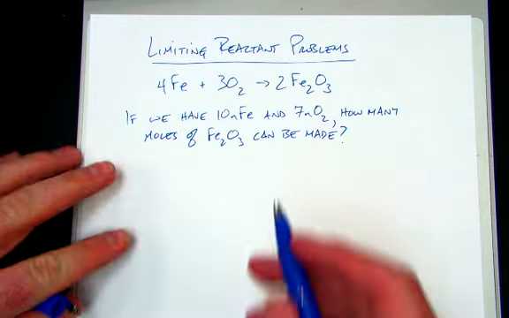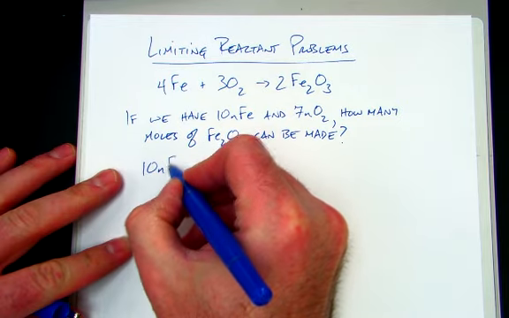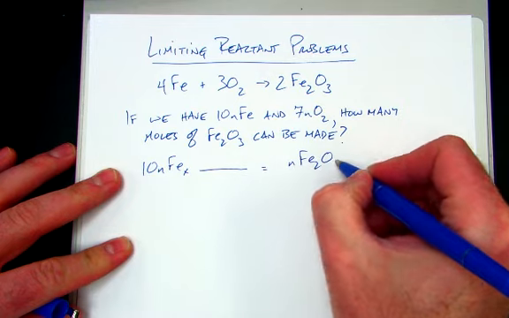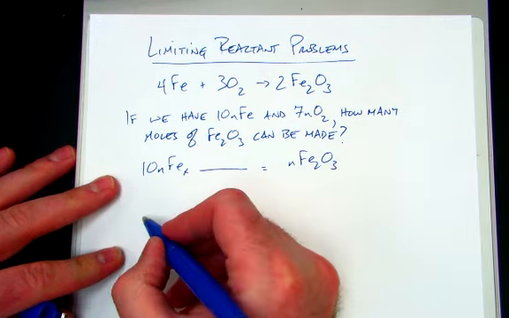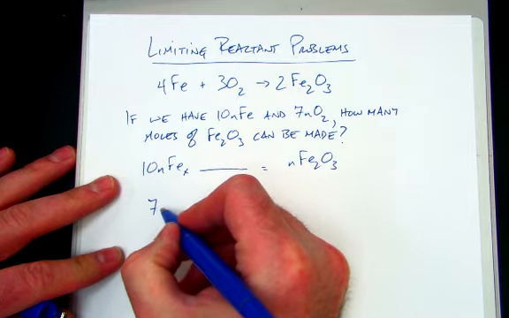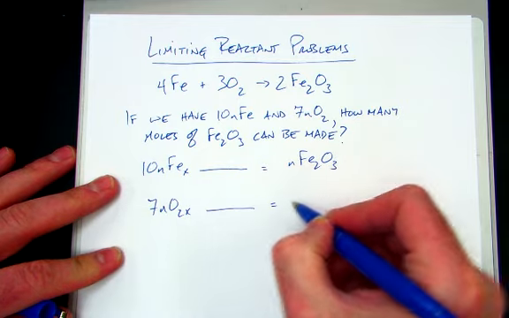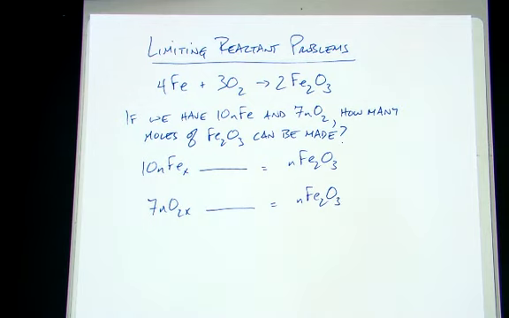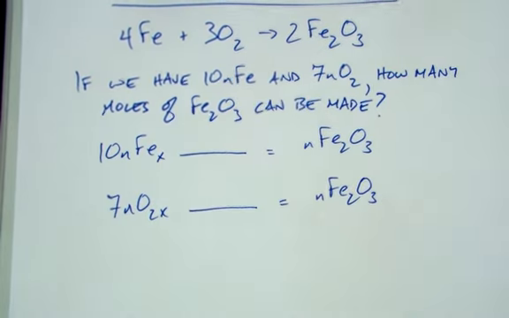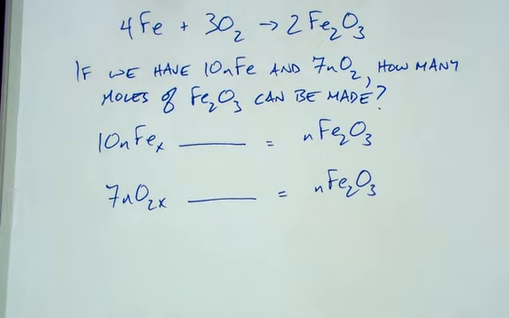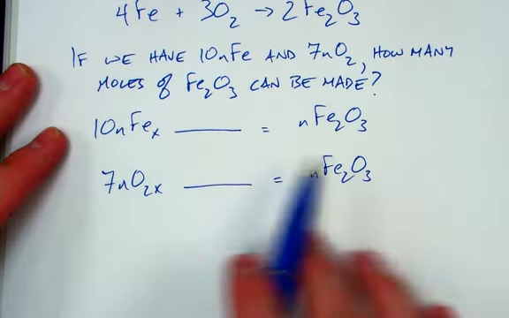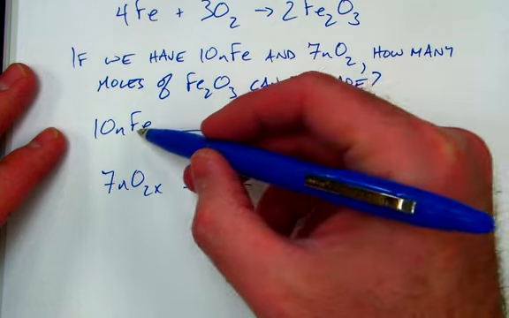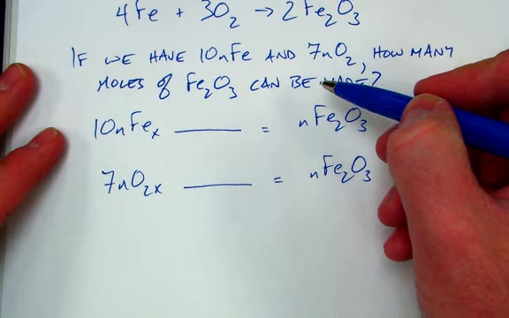All right, so one equation is going to be 10 moles of Fe, and we're going to convert to moles of Fe2O3, moles of our product. And our second equation is going to be 7 moles of O2, and we're going to convert that to moles of Fe2O3. So this is going to be a moles of A to moles of B problem, so it's going to be a one-step problem. And so to cancel our units in the first example, we're going to put moles of Fe on the bottom.